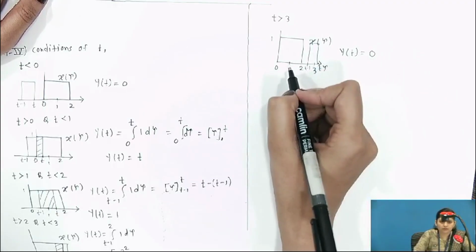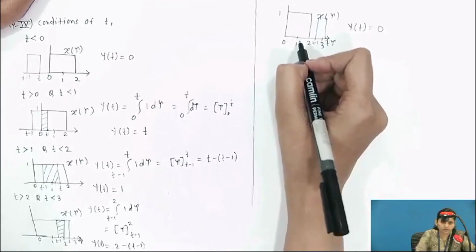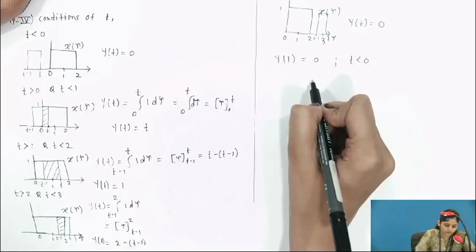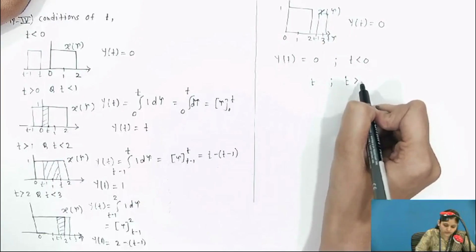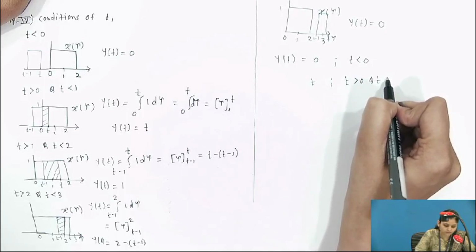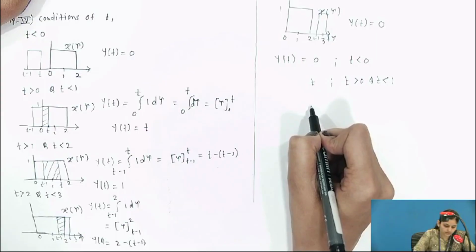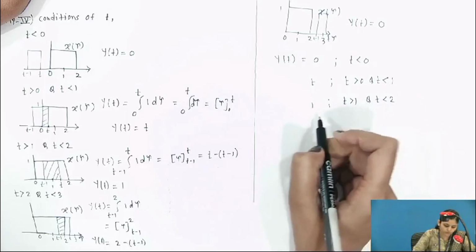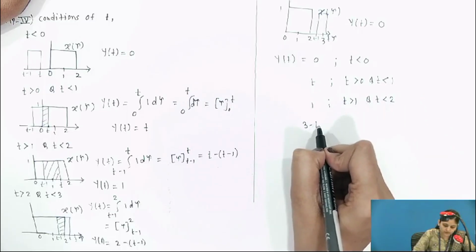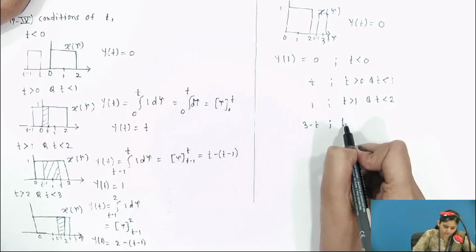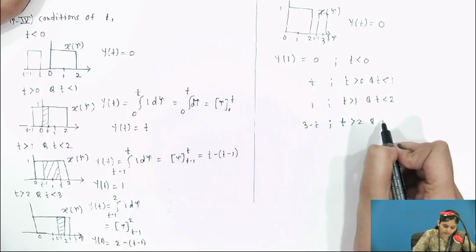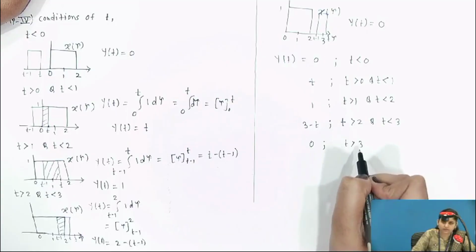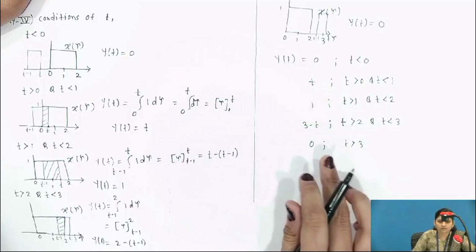So what values of y of t are we getting here? y of t is equal to t for t greater than 0 and less than 1. The next value is 1 when t is greater than 1 and less than 2. The next value is 3 minus t when t is greater than 2 and less than 3. The next value is again 0 when t is greater than 3. So this is the convolution output that we are getting.